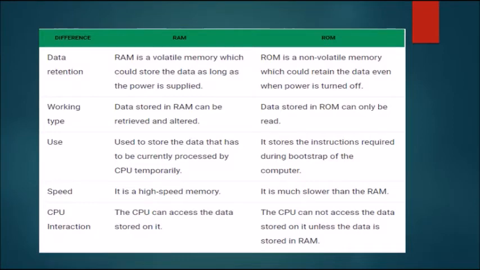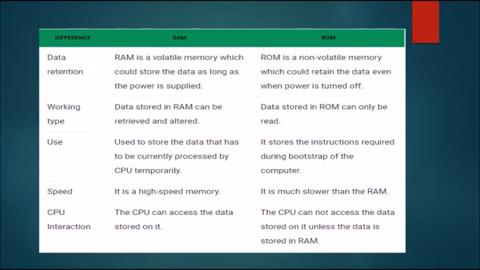Then we have a difference table between RAM and ROM, with the points on which we have made the difference. The first point is data retention. As discussed earlier, RAM is volatile, so the data will be present only till the power is supplied, and ROM is non-volatile. Even if the power is turned off, we can still retain the data.